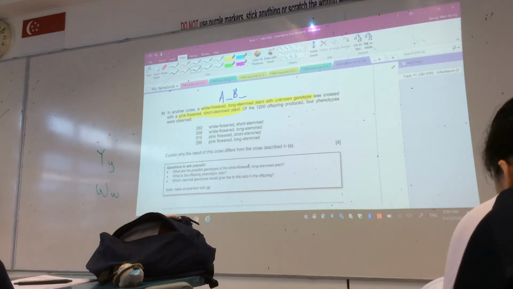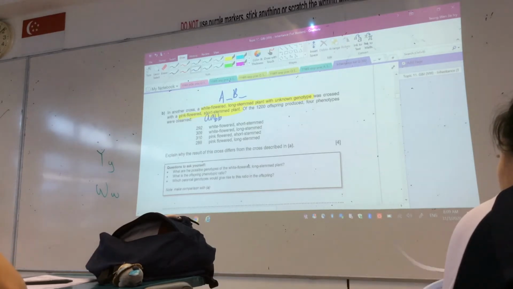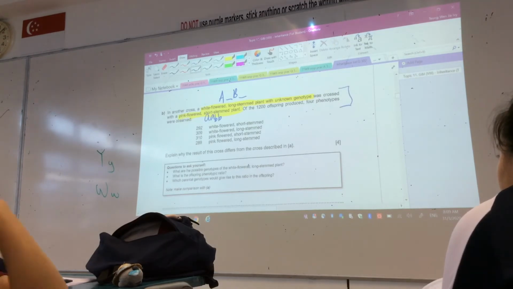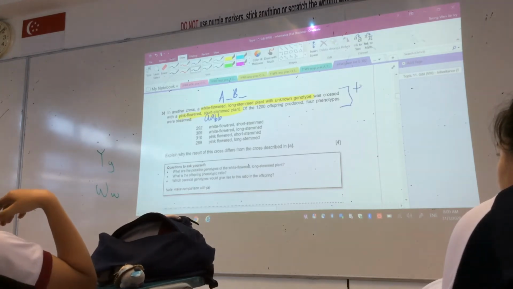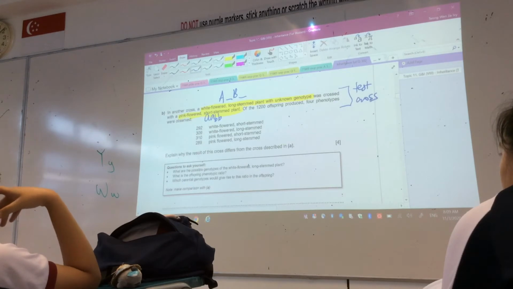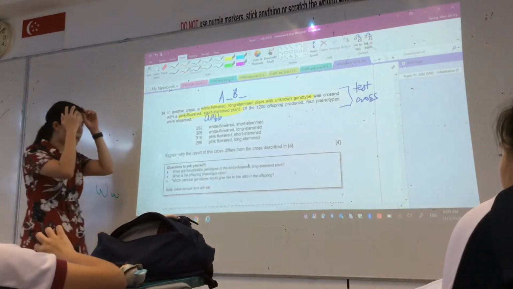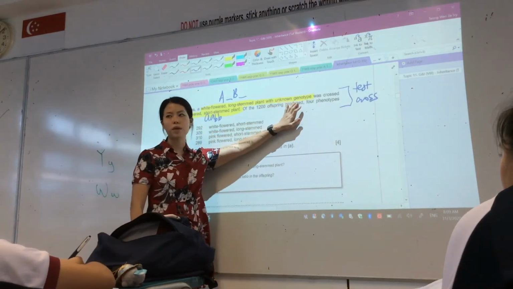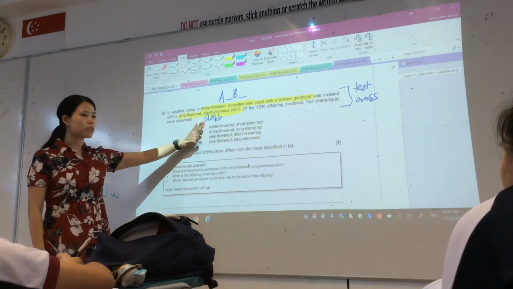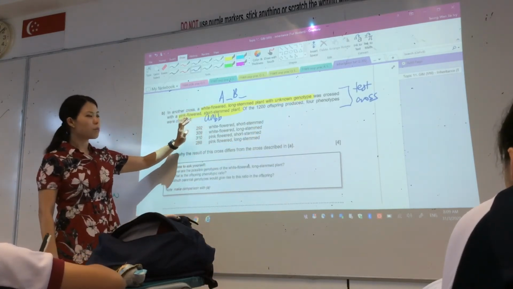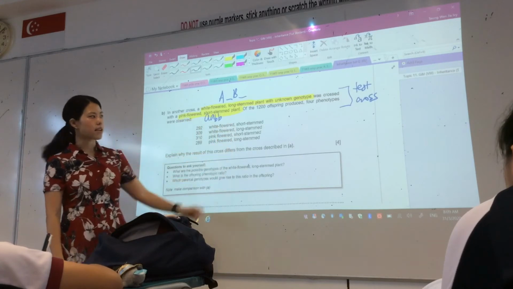And you cross with pink flower short stem. So what is the genotype? Small a, small b. So what type of cross is this? Test cross, good. It's a test cross because you don't know what this plant's genotype is. It's showing the dominant trait, and you want to cross it with a homozygous recessive plant. So that is a test cross.